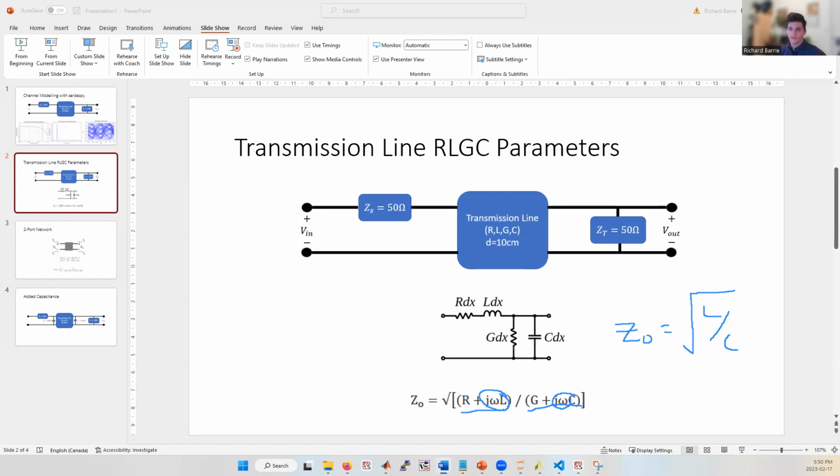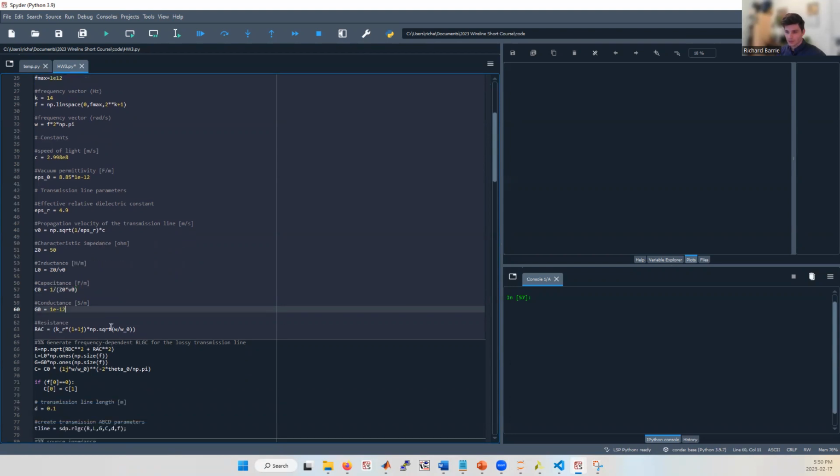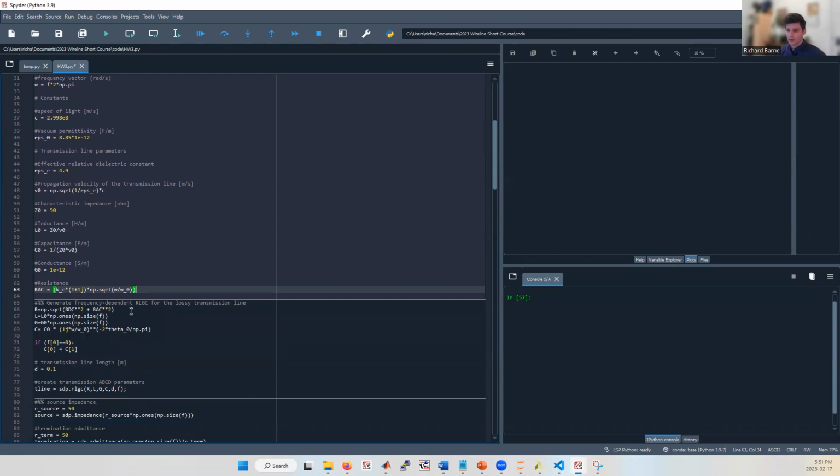We also have another equation for the propagation velocity. The propagation velocity V naught is equal to 1 over the square root of the DC inductance per unit length times the DC capacitance per unit length. Using these two equations, it's pretty easy to calculate the DC inductance as Z naught over V naught, and the capacitance as 1 over Z naught times V naught. We also have the conductance of our dielectric, and we can write the AC resistance in terms of the skin effect factor.